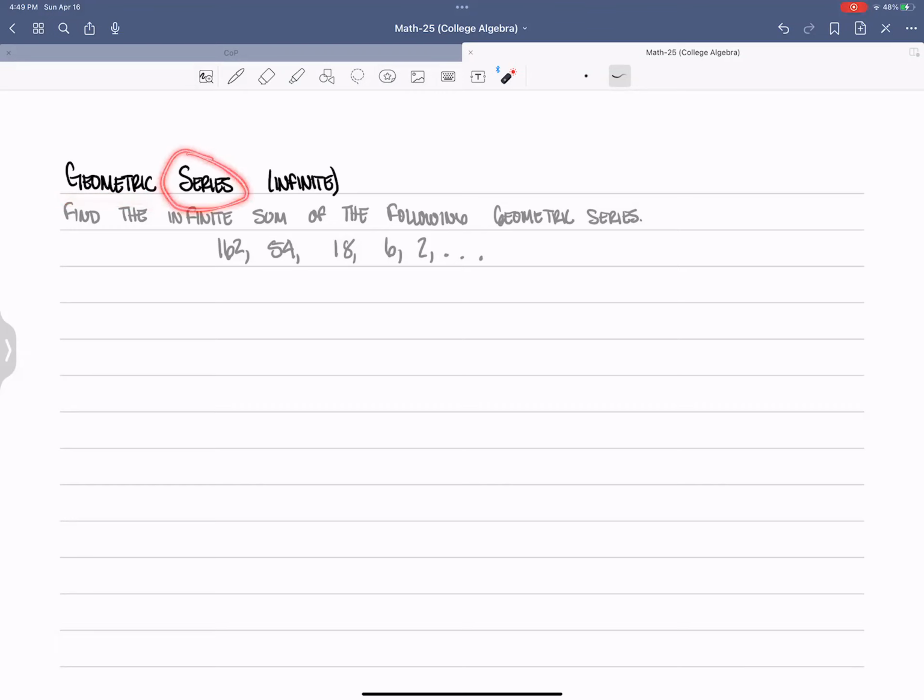The word series means adding all of these values together. So we're adding every single one of these values. Infinite means these values are going to continue to go on forever and ever, and you'll kind of see why here. So find the infinite sum of the following geometric series.